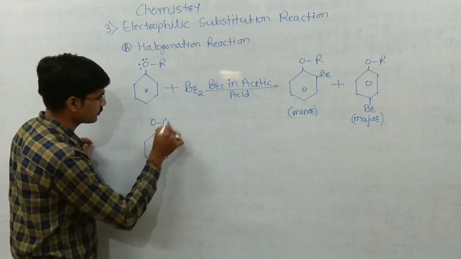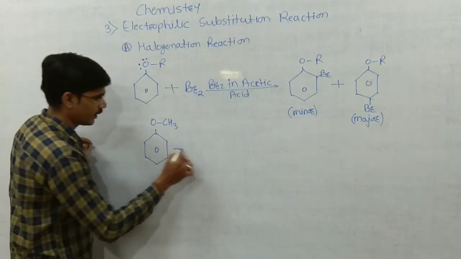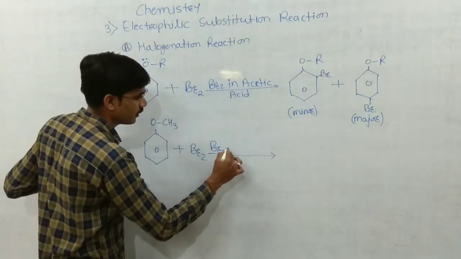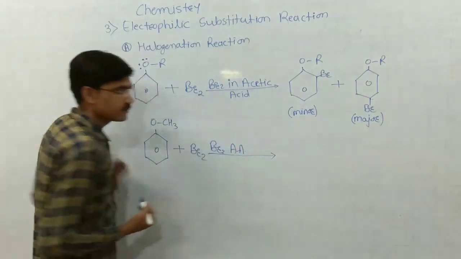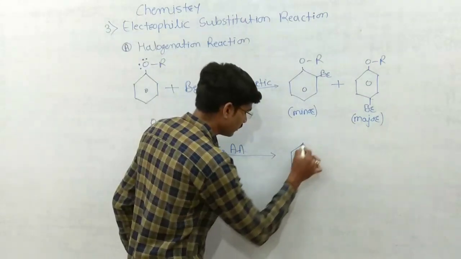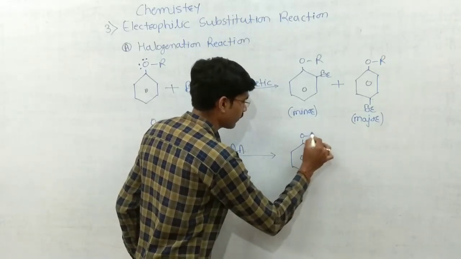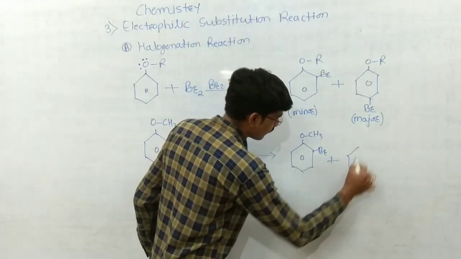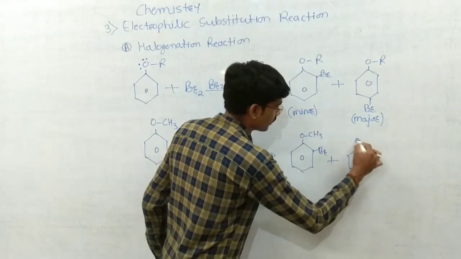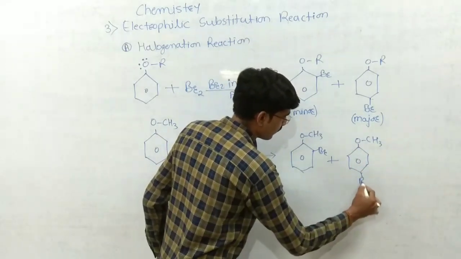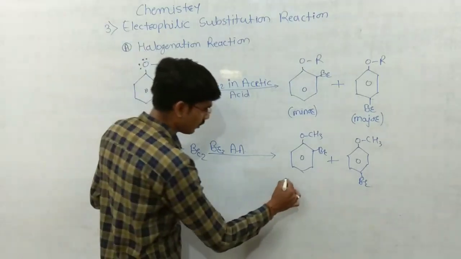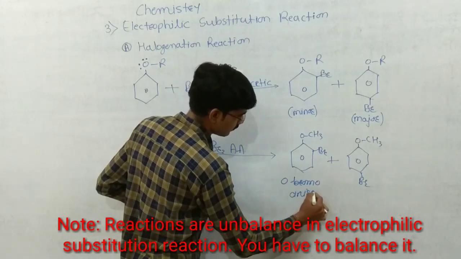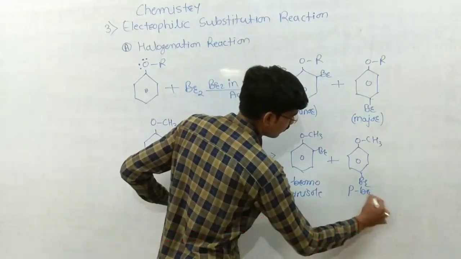In that, an example we have to see here. If this R changes to CH3 group, it reacts with Br2 in acetic acid. We are getting a product. One is ortho product, CH3 Br, and second one is para product, CH3 Br. The names of the compounds are ortho bromoanisole and para bromoanisole.